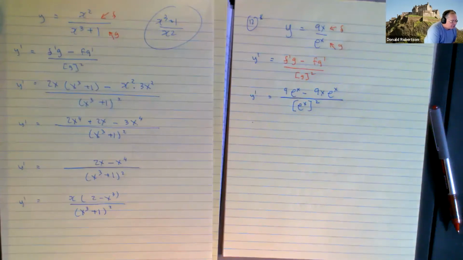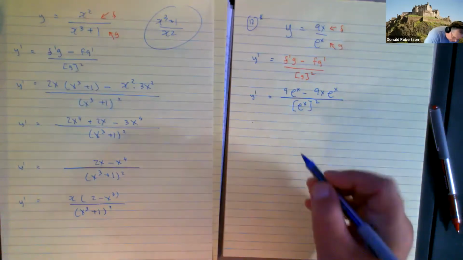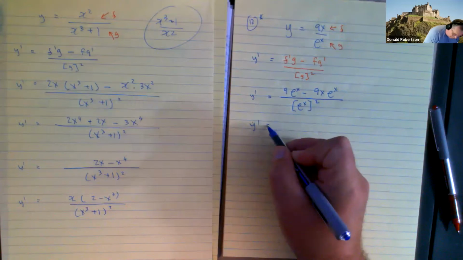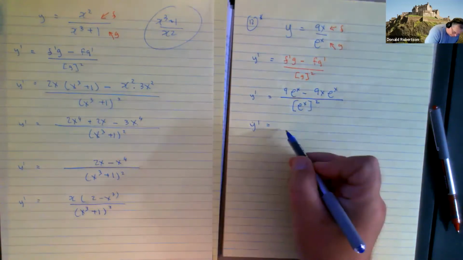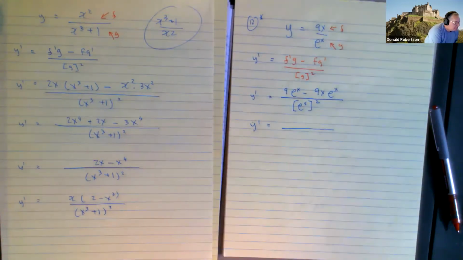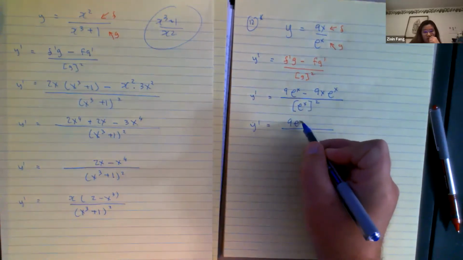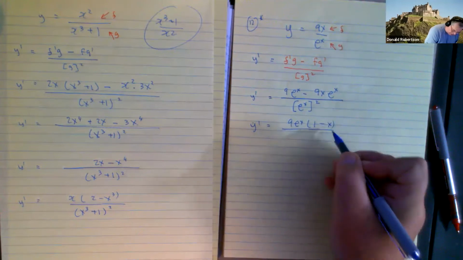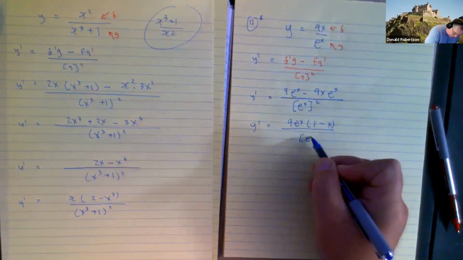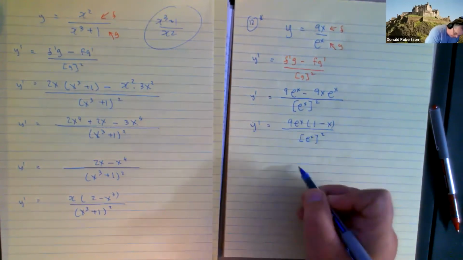So far, so good. Not a lot, but we should try and make it look pretty. Agreed? Anything that you can do on the numerator, any common factors? 9 e to the x. And that leaves me with that guy. And on the bottom, I got this guy.